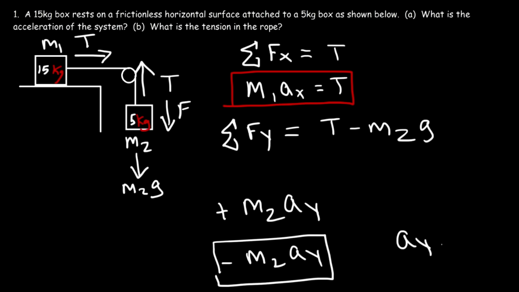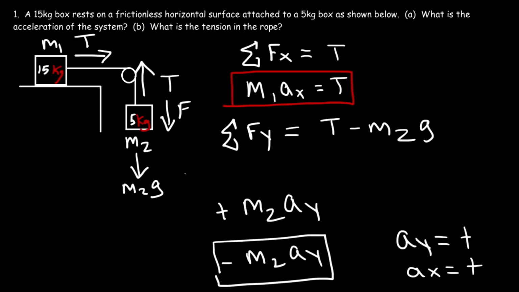Because the acceleration in the y direction is going to be positive, which we need to match the acceleration in the x direction, because we need to connect them. They're supposed to be the same in this problem. And if we use negative m2ay, that will make the net force in the y direction negative, which it's supposed to be because it's going down. So that's what we're going to have to do.